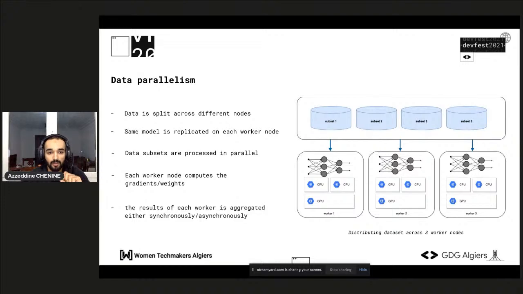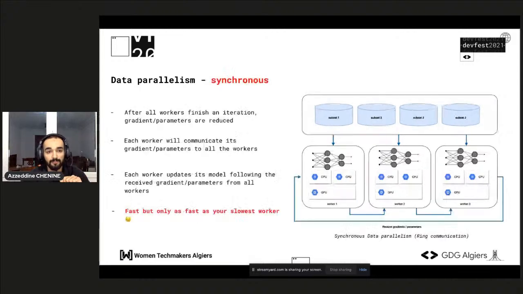When a worker finishes one iteration of your algorithm, let's say SGD, or stochastic gradient descent, it will try to communicate its gradient or weights to the other nodes in a synchronous or asynchronous manner. So when you try to distribute your data, you have 2 options: either you do it synchronously or asynchronously. And by synchronously, we mean this thing.